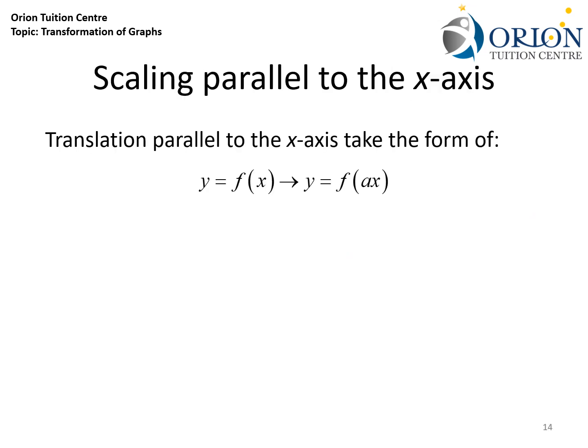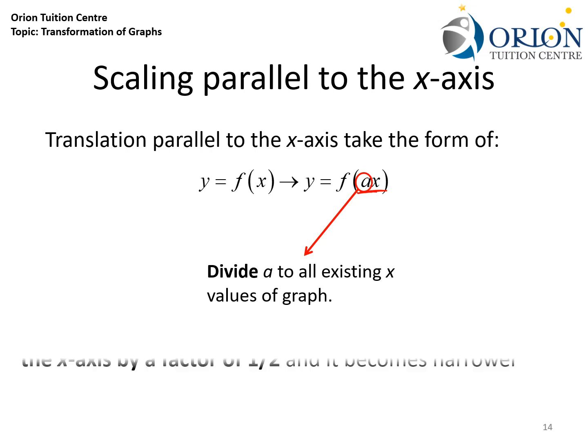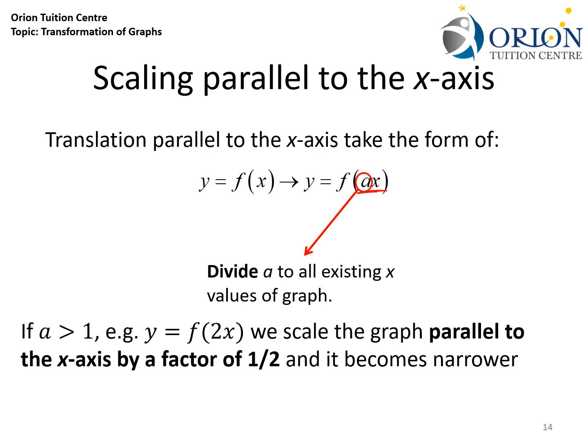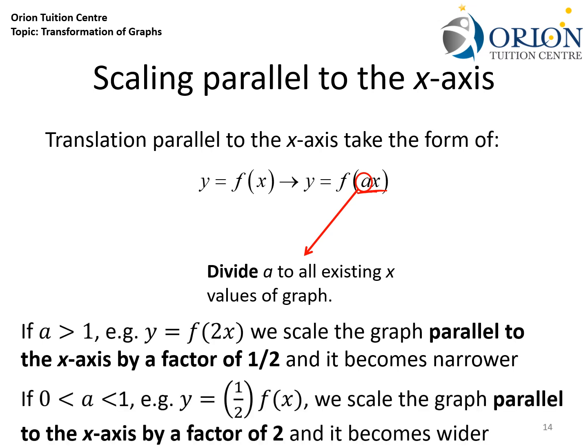If instead the multiple a is not placed outside the bracket but within it, it affects the x values instead of y values, and this results in scaling parallel to the x-axis. As mentioned earlier, the effects are opposite to what we have learned for the scaling parallel to the y-axis. When we have y equals f(ax), we divide all x values by a instead of multiplying them by a. When a is more than 1, the graph is compressed. When a is between 0 and 1, the graph will be stretched instead.